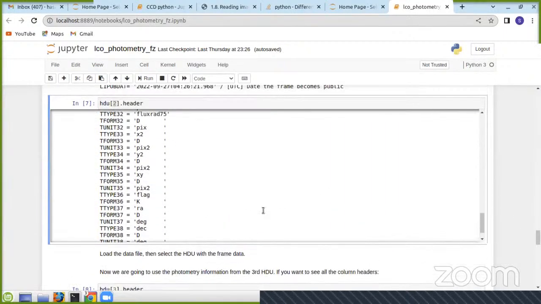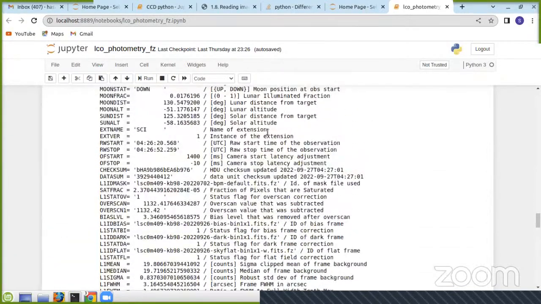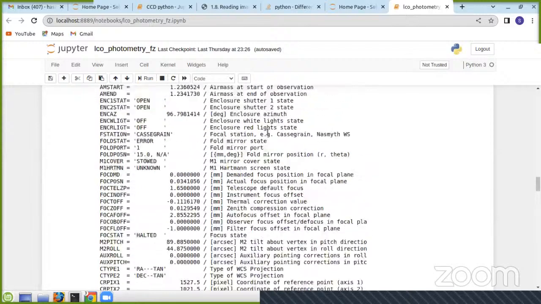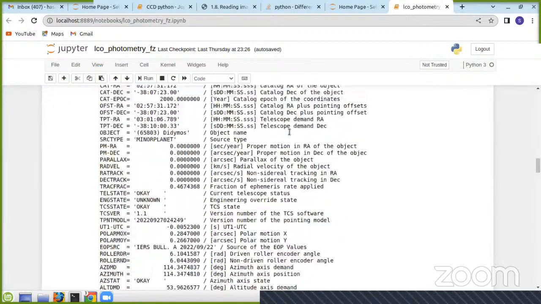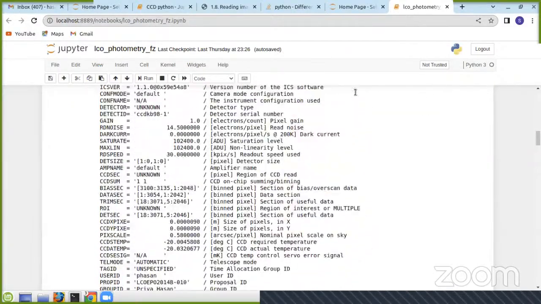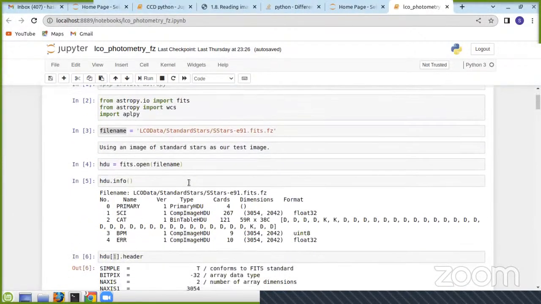Right, so the BPM HDU is for the bad pixel mask. Some pixels, certain columns themselves can be totally bad, or you may have errors in the observations. If there are some issues with it, they are given in the file.